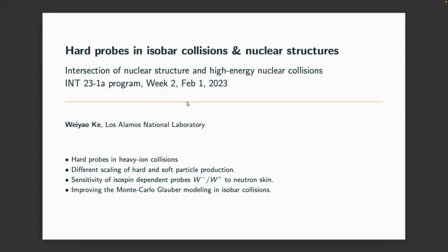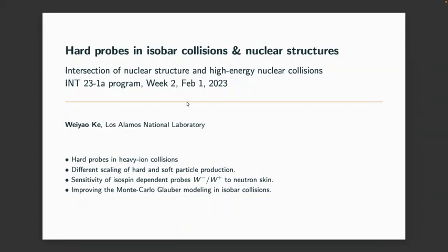I would try to first talk about hard probes in heavy ion collisions. Essentially, the usefulness of hard probes is that they have a very different scaling with the geometry of the nuclear collisions than the soft particle productions. Another very interesting thing is that there are some hard probes, like W and Z bosons, that are sensitive to the isospin dependent quantities. And there are people proposing to use this to probe the neutron skin. We try to make a more realistic projection of what you can expect at the high luminosity LHC.